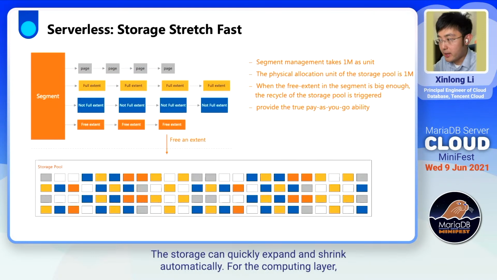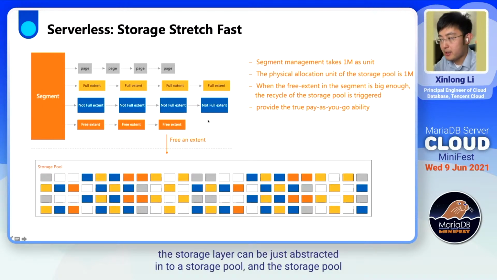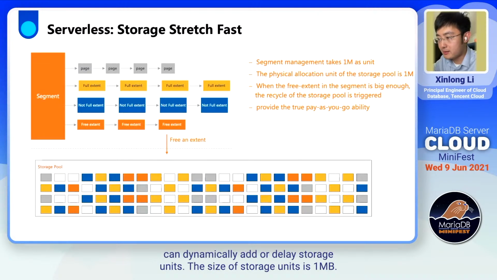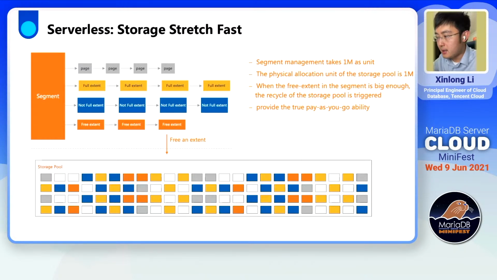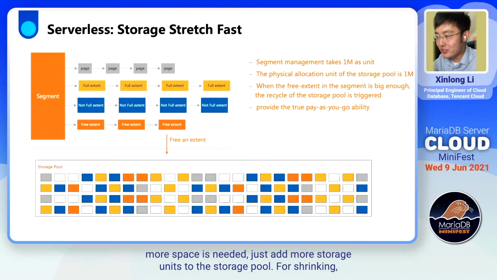And the storage can quickly expand and shrink automatically. For the computing layer, the storage layer can be abstracted into a storage pool, and the storage pool can dynamically add or delete storage units. The size of a storage unit is 1 MB. Storage units are scattered on different servers. So if more space is needed, just add more storage units to the storage pool.